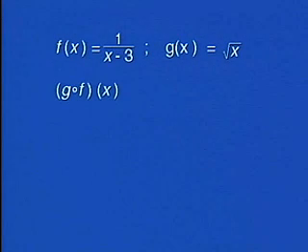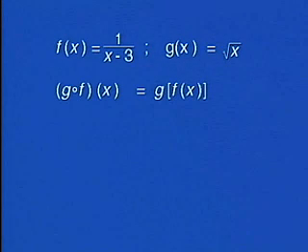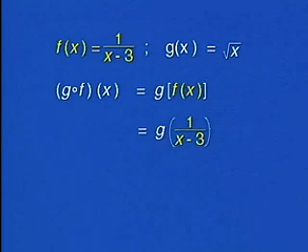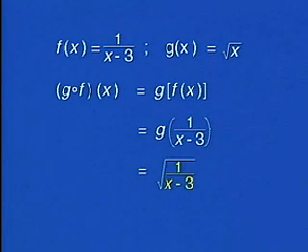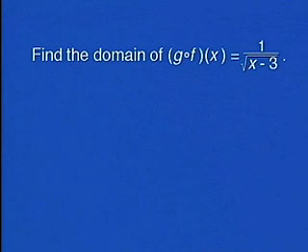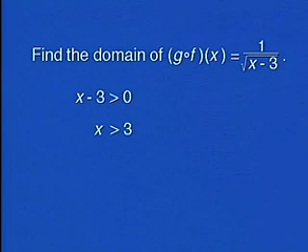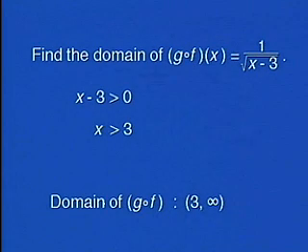Now we're going to try to find g circle f of x. That's equal to g of f of x, which is equal to g of 1 all over x minus 3, which is equal to the square root of 1 all over x minus 3, which is 1 all over the square root of x minus 3. Again, let's find the domain. This results in x minus 3 being greater than 0, x being greater than 3, so we have the domain of g circle f going from 3 to infinity, not including 3.